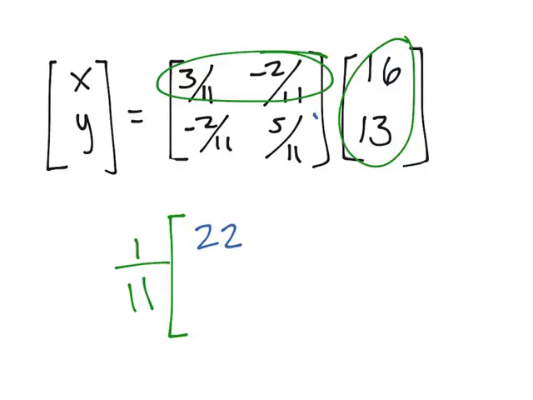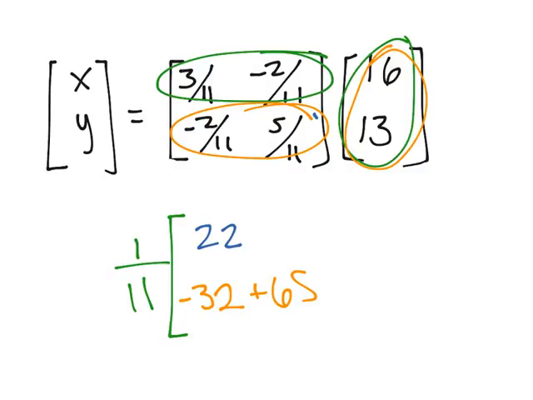And now our second row times our column. So negative 2 times 16 is negative 32. And then 5 times 13 is 65. So 65 minus 32, that's 33. So we will replace this with a 33. And now we can multiply by the scalar. I just want to remind you that you could have done it just by multiplying 16 times 3 over 11, but I just thought it would be easier just to factor out the 1 over 11 to leave friendly numbers in the matrix and then multiply the scalar.